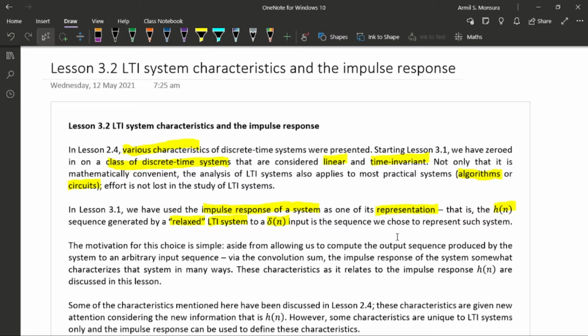So why are we motivated by this choice of representation? Aside from allowing us to compute the output sequence produced by the system to an arbitrary input sequence, which we do via the convolution sum in our previous lesson, the impulse response of the system somewhat characterizes the system in other ways, aside from letting us compute the output of the system. Now, these characteristics as they relate to the impulse response are discussed in this lesson.